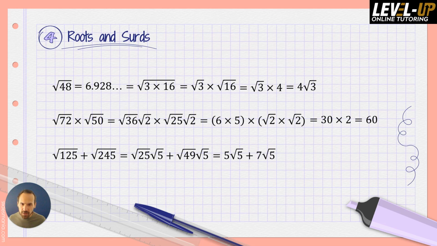And so we get 5 root 5 plus 7 root 5. And you see when the roots are the same here, we can actually bring those together to get 12 root 5. Because if we've got 5 lots of root 5 plus 7 lots of root 5, it makes sense that would come together to be 12 lots of root 5. But we'll see a bit more of that when we do algebra. Maybe that'll make more sense.